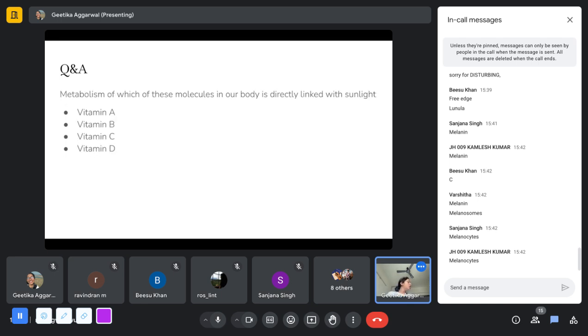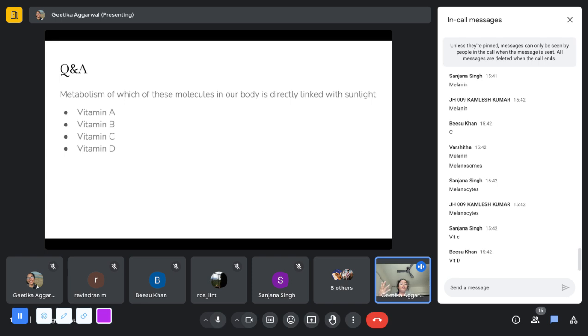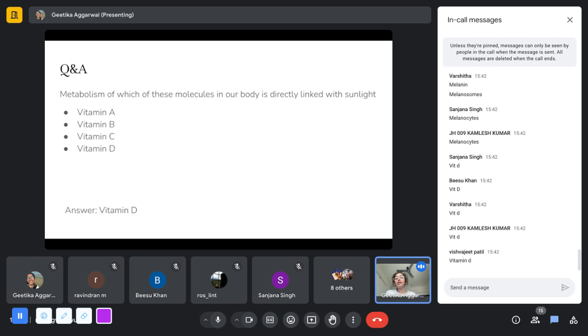Okay. So second question, metabolism of which of these molecules in our body is directly linked with sunlight? So it is kind of like an extension of the previous question. Vitamin D, yes. So, every one of us is aware that vitamin D is basically linked directly with sunlight. When we absorb UV rays, the melanocytes help in the production of vitamin D.